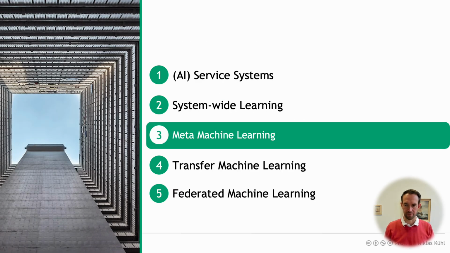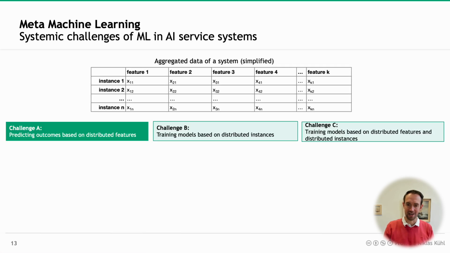Meta machine learning. And to understand where to position meta machine learning into the different challenges that we face when it comes to system-wide learning, let us have a look at these systemic challenges on a more quantitative view. One that you're very familiar with, a precise matrix, where we say, let's assume we have complete knowledge of a phenomena and we can aggregate the data of our system. What we then have is something that we experienced a lot as part of the lecture and the exercises. We have different instances and we have different features.